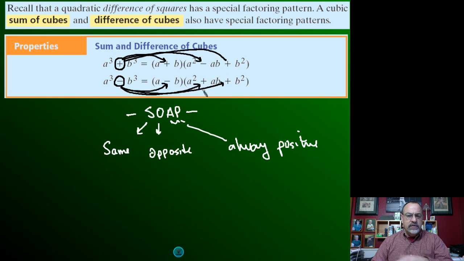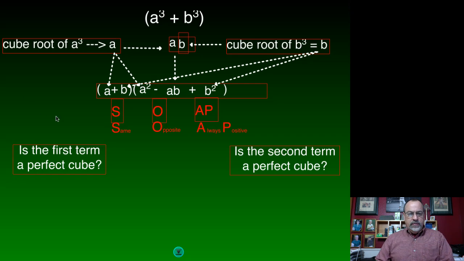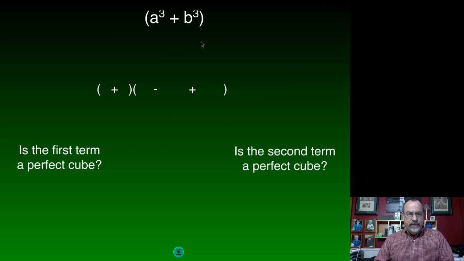So let's look at a couple of examples so you'll see how this goes. Really what it comes down to is just remembering these values here. This is the a, this is the b, this is the a term squared, this is the b term squared, and then this is the a times the b. You just have to memorize those, and you remember to use SOAP. So let's do a couple of examples.